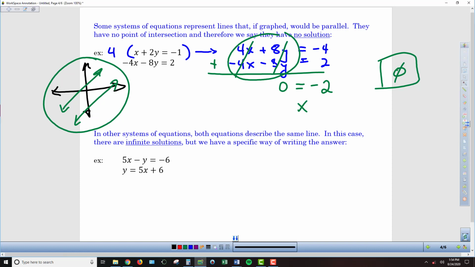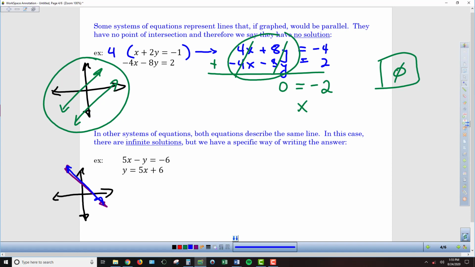There's another circumstance that can occur, and that's where the lines don't intersect in one point. They're not parallel, but instead the two lines are on top of each other. The two equations turn out to describe the exact same line. And so in that circumstance, the points are touching in an infinite number of locations. So we want to investigate what that looks like when we solve via algebra, and then how do we write the answer in that circumstance.